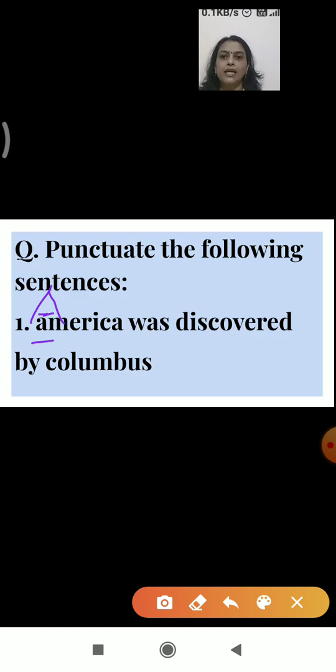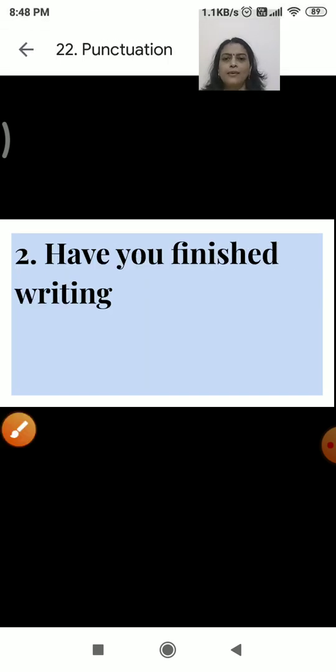So it will be America was discovered by Columbus. Now see again, Columbus is the name of a person. So instead of small, we will have the capital C there, Columbus. And now the sentence is over, so it will be marked with a full stop, right? So you will have a full stop there. Clear? Let's go for the second one.